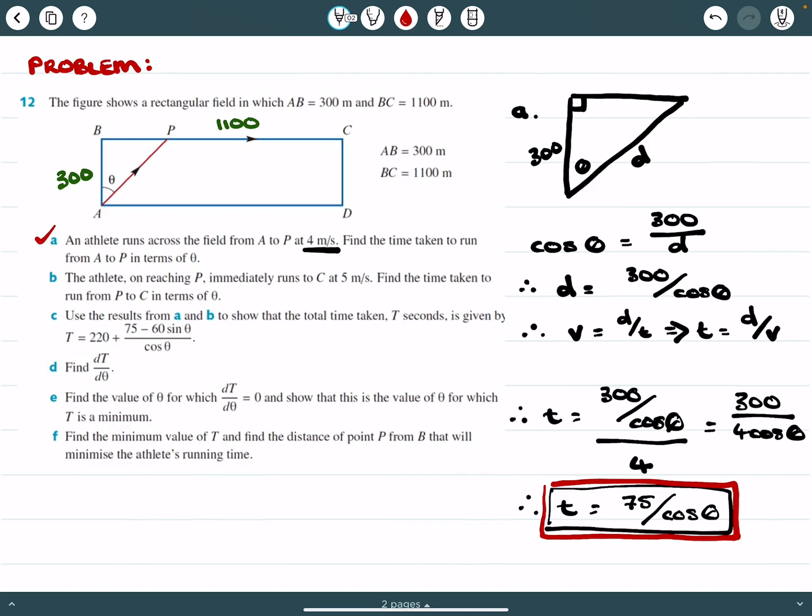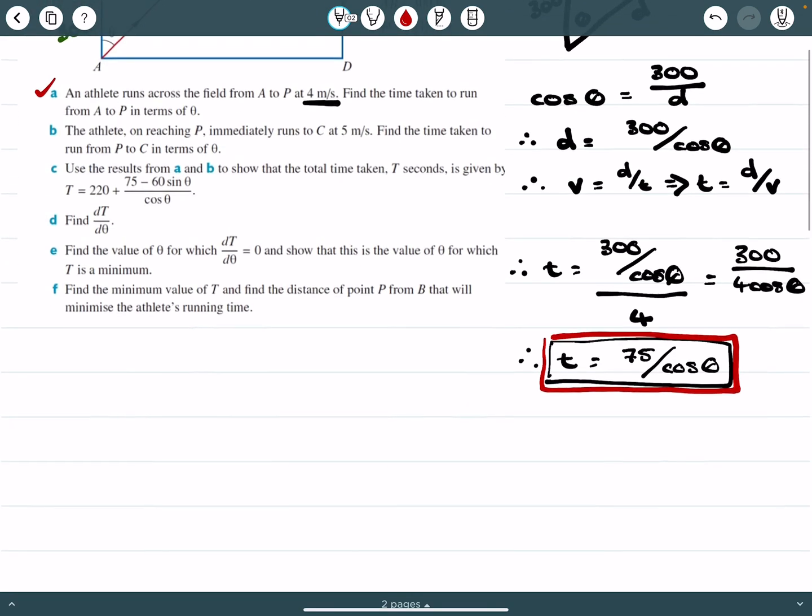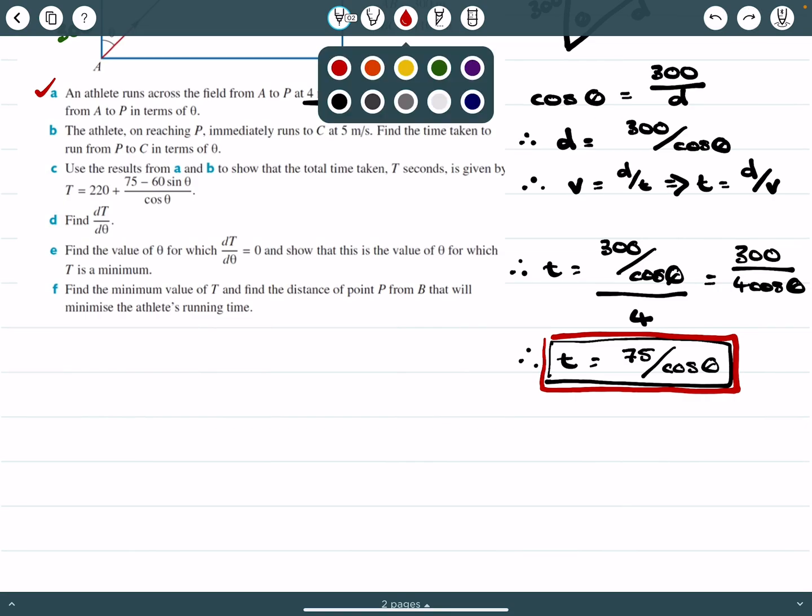The next part is: the athlete, on reaching P, immediately runs at 5 meters per second. It might be that the surface is more conducive to their running. So find the time taken to run from P to C in terms of theta. For this part of the question, part B, I'll just take that back.